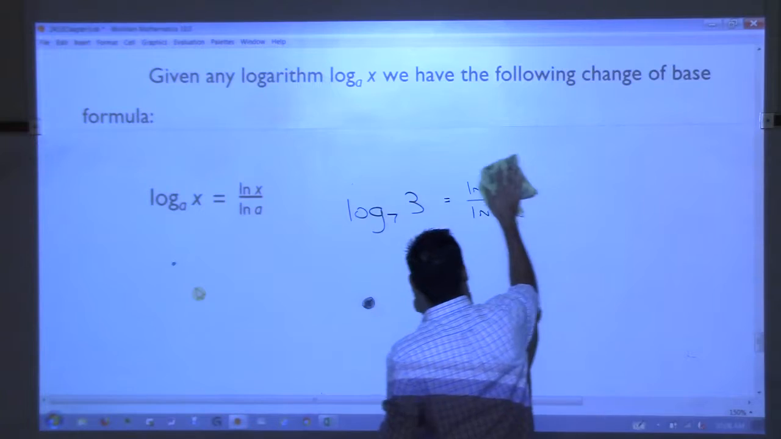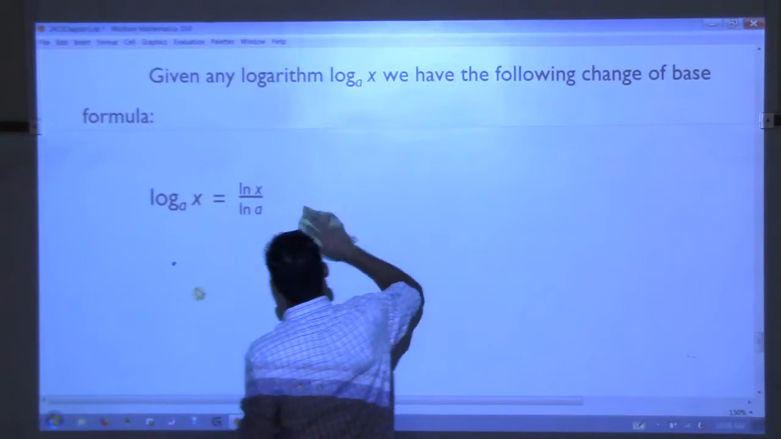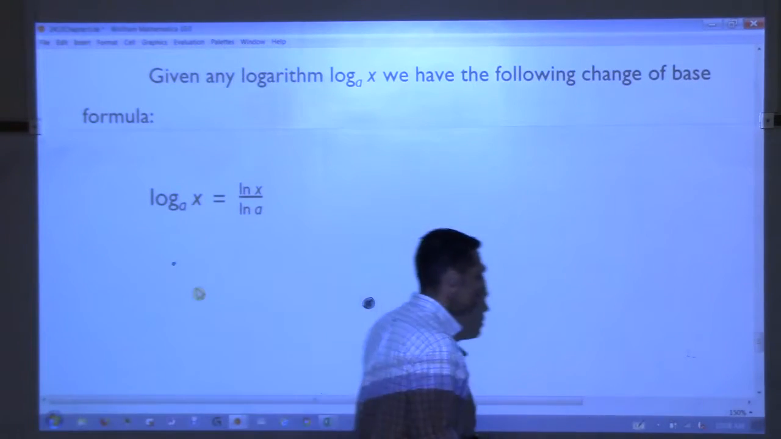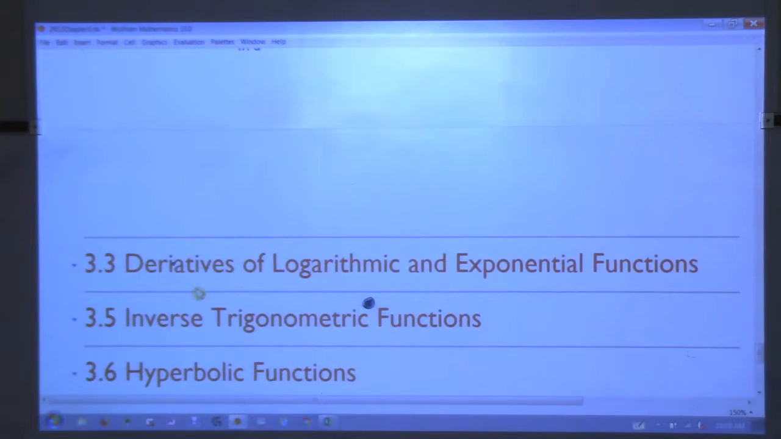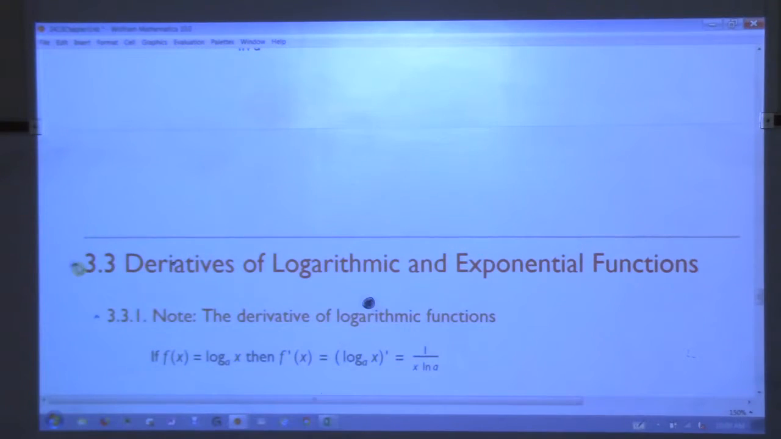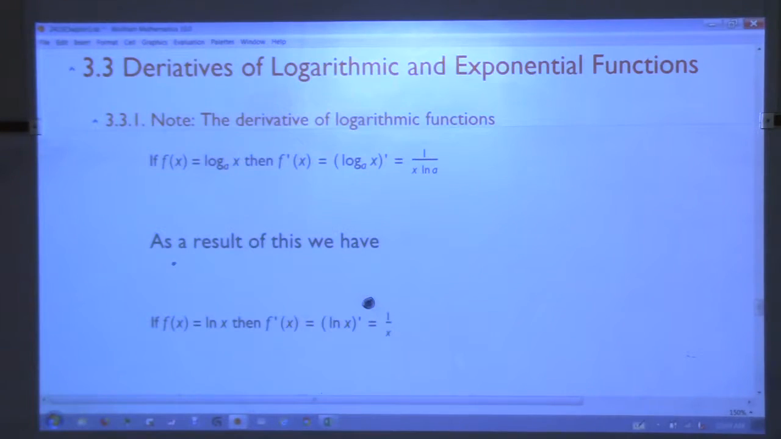Okay, that's a recap of exponential and log functions from college algebra, in a nutshell. Now, derivatives. Because we don't care about all those things. We care about how this ties into calculus.